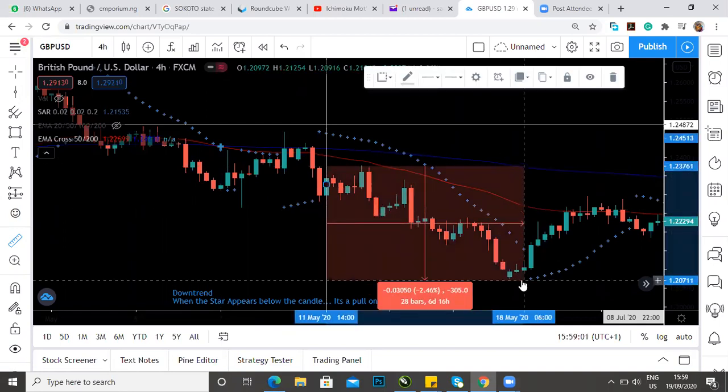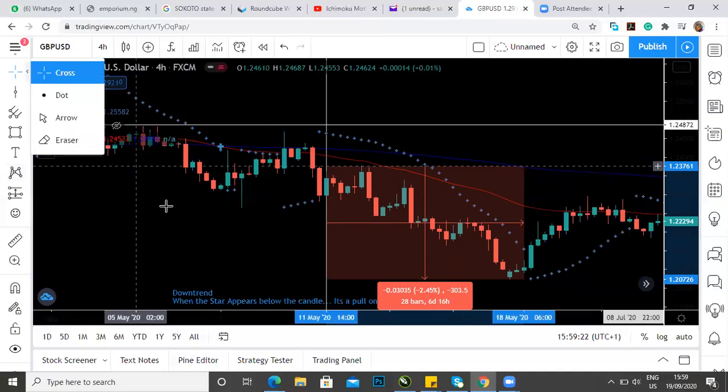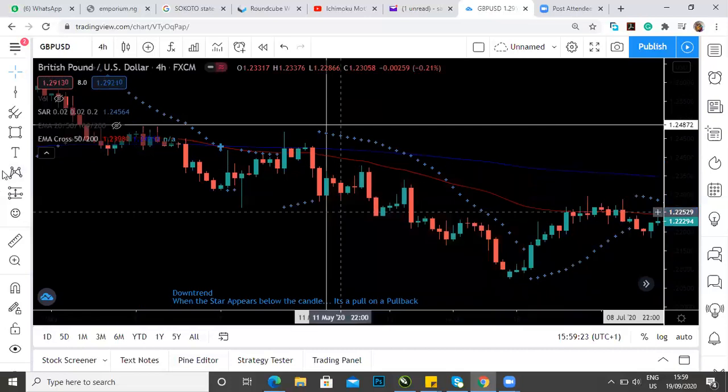That's actually a 6-day ride. 6 days ride for 303.5 pips. Definitely, on this kind of trend, you need to know how to move your stop loss. So now, where do you move your stop loss? How do you place your stop loss when you see a trade like this?